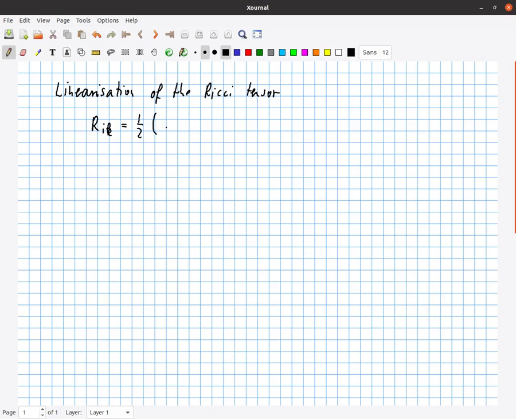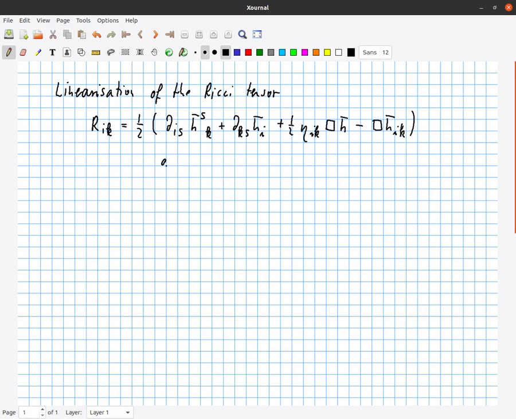1/2 of partial_s h bar sk plus partial_k s h bar si. Then we had two more terms, plus 1/2 eta_ik box h bar minus box h bar_ik, where we recall that h bar is the trace reversed metric perturbation.